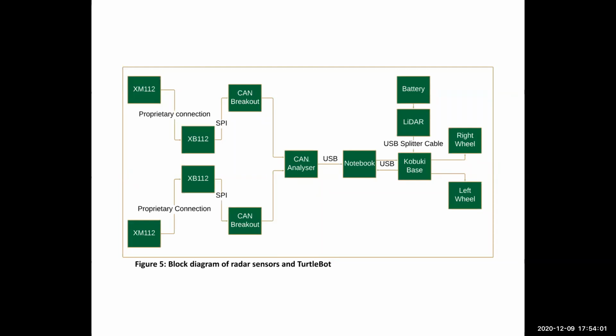Figure 5 is a block diagram showing the connection methods we plan on using to bridge the sensors with the TotalBot. As you can see, there is a proprietary connection between the sensors and breakout boards. From there, we use an SPI connection to connect the breakout boards to a CAN breakout and CAN analyzer. A USB connection is used to pull together the CAN analyzer and a notebook PC. The PC then communicates with the Kabuki base on the TotalBot through a USB connection. These connections were picked for their effectiveness and efficiency.